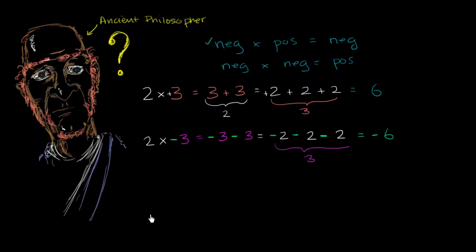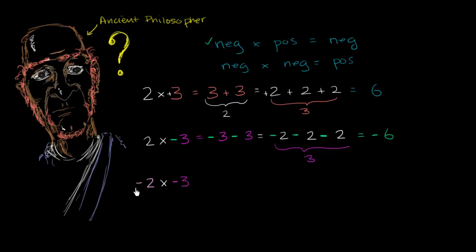Now let's take the really unintuitive one. A negative times a negative, all of a sudden the negatives kind of cancel out and give you a positive. Why is that the case? Well, we can just build from this example right over here. Let's say that we had negative 2. Let me do it in a different color. Let's say that we had negative 2 times negative 3. Times negative 3.